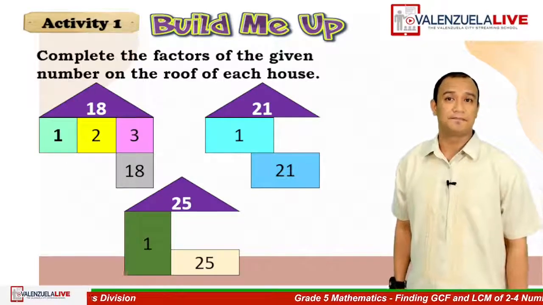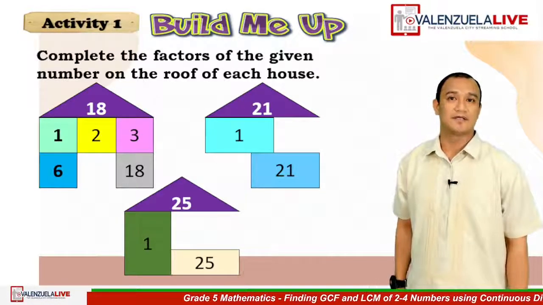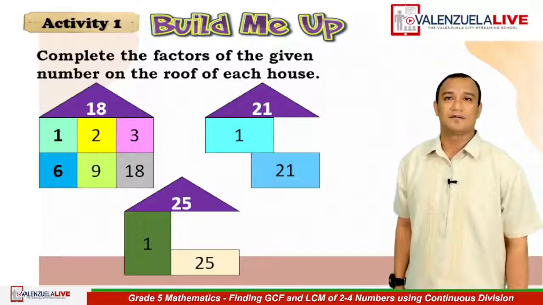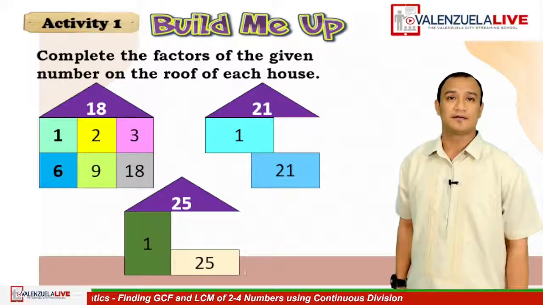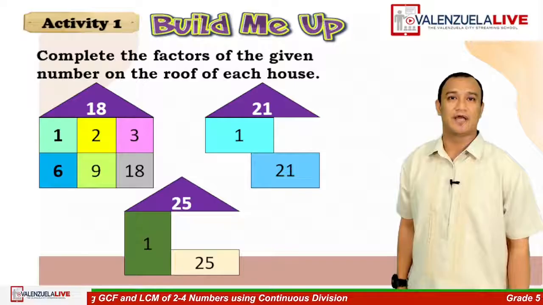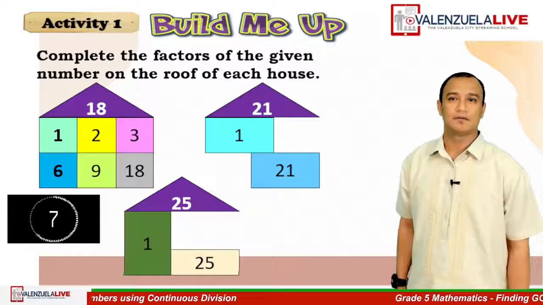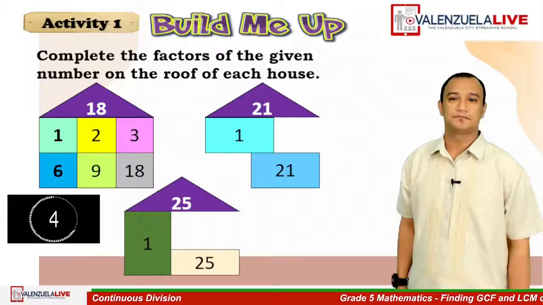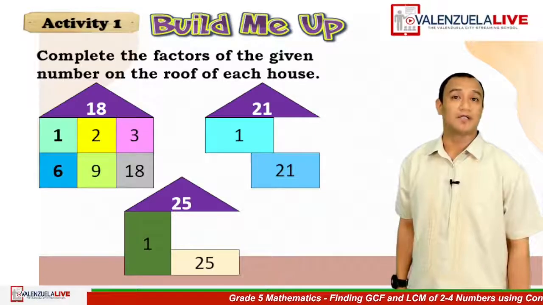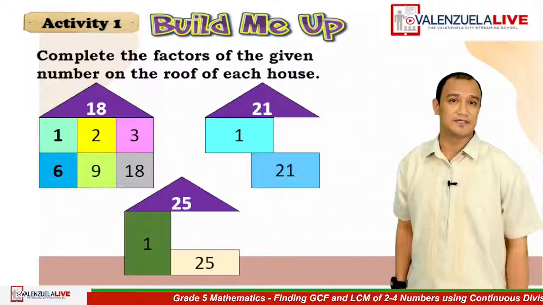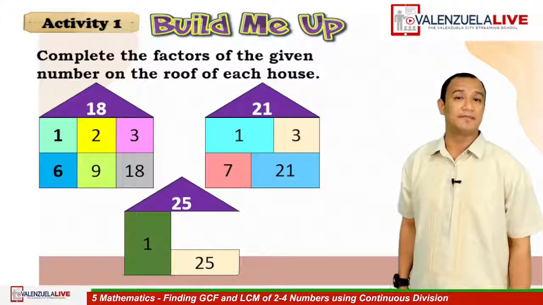Okay, time's up. Did you find the factors? Okay, very good. That is 6 and 9. For given number 2, let's find the factors of 21. Your time starts now. Okay, time's up. Let's see your answers. If it is 3 and 7, good job, grade 5.